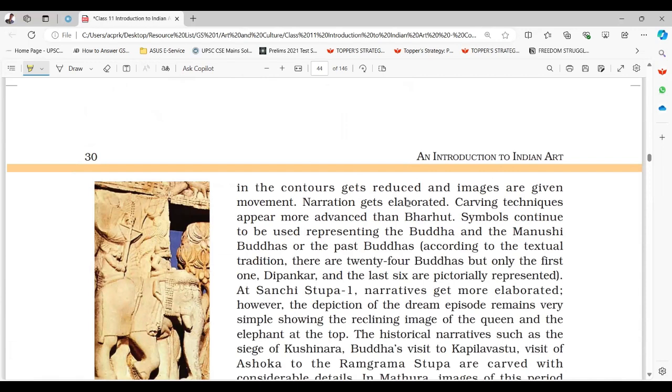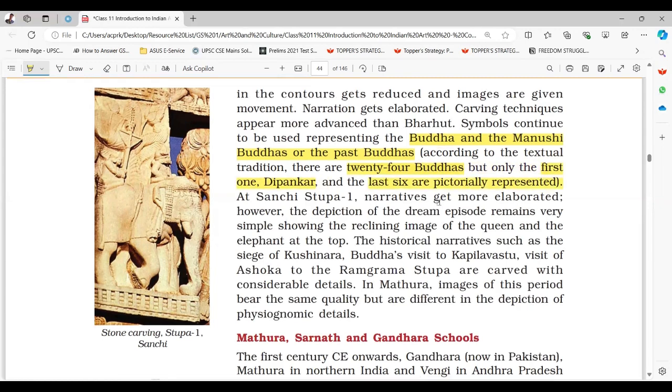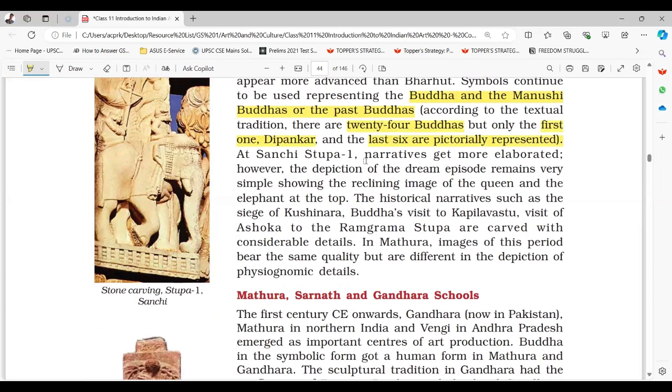Narrations get elaborated. Carving techniques appear more advanced than Bharhut. Symbols continue to be used representing the Buddha and Manushi Buddhas or the past Buddhas. According to the textual tradition, there are 24 Buddhas, but only the first one, Dipankara, and the last six are pictorially represented. At Sanchi Stupa 1, narratives get more elaborated.